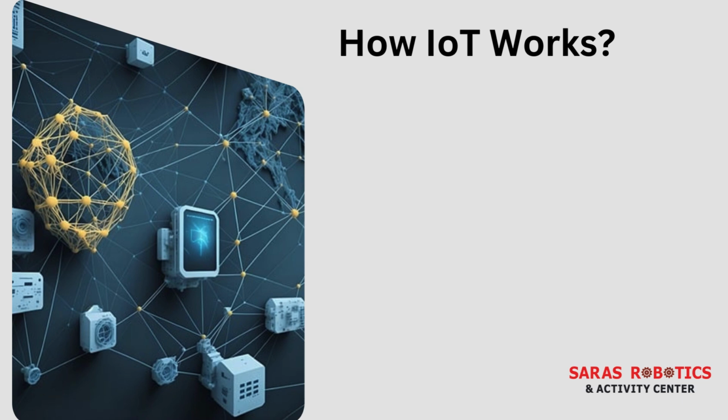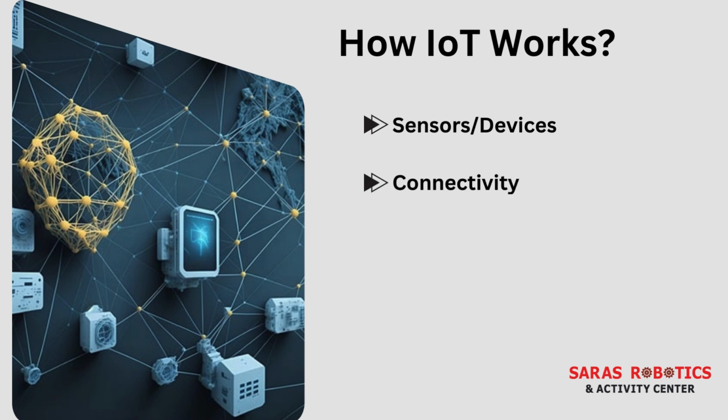IoT works by using the Internet to connect different gadgets. These gadgets have tiny computers called microcontrollers inside them, just like the ones we talked about in our previous videos. IoT systems represent the integration of four distinct components. First, sensors or devices collect data from their environment. This data could be as simple as a temperature reading or as complex as a full video feed.